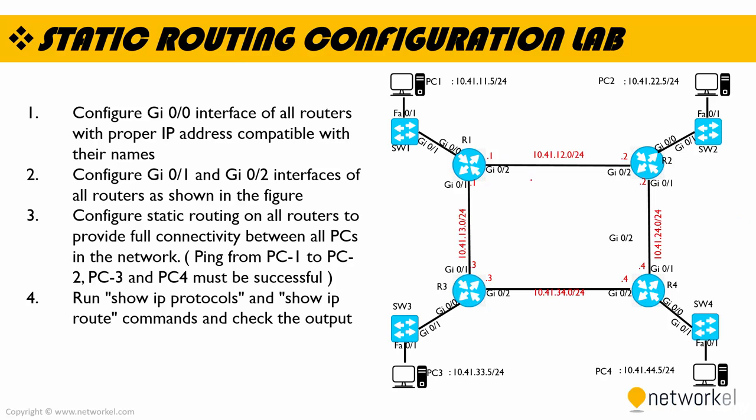And we have different networks between the routers too. We have the 10.41.12 network for here between router 1 and 2. We have 13, we have 24, and we have 34 between router 3 and router 4. As you can see in the picture, we have the IP addresses of the switches and the subnet masks also.